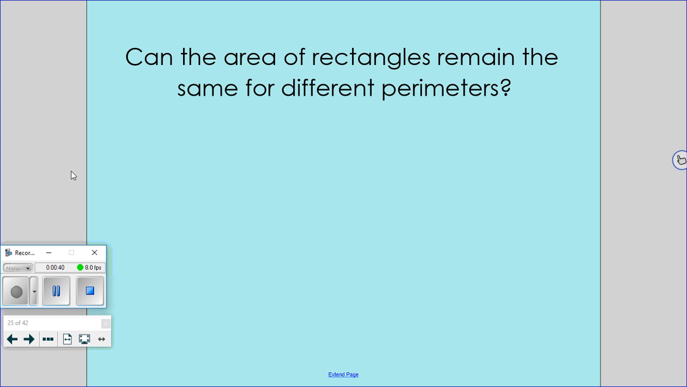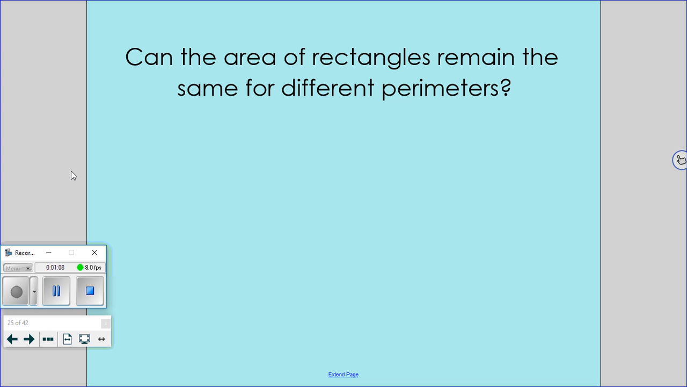Perimeter may not look like that, but if you do tile perimeter, it almost looks like a fast array. Do I have imaginary tiles on the inside when I'm doing perimeter? No, that's where it's tricky, because it does look like a fast array, but it is not, because I'm not filling in that middle portion.